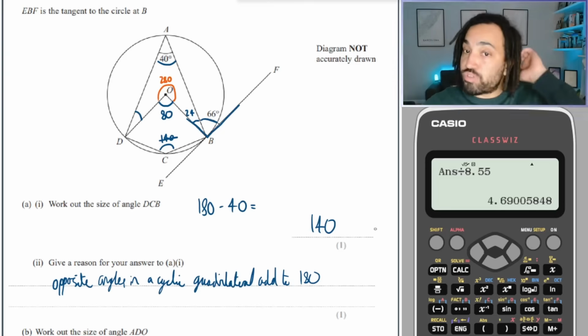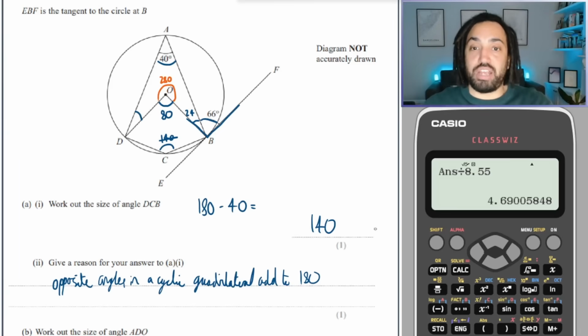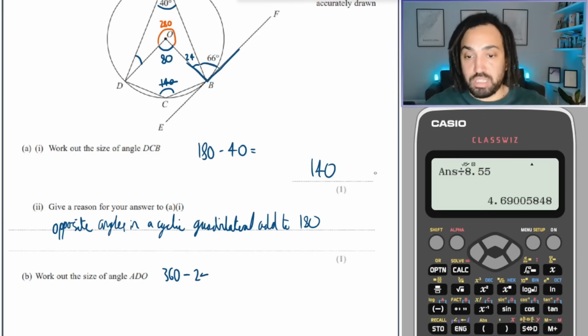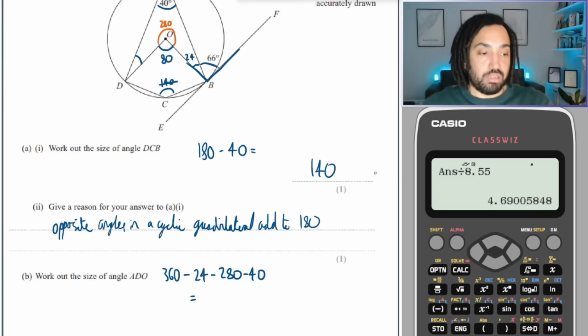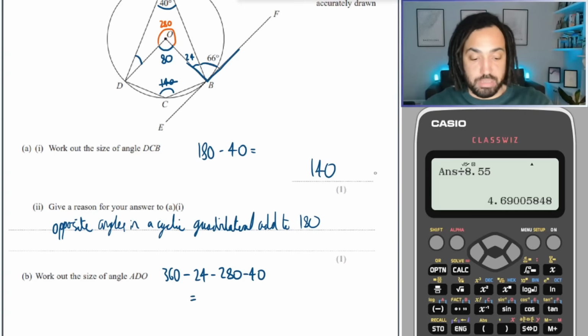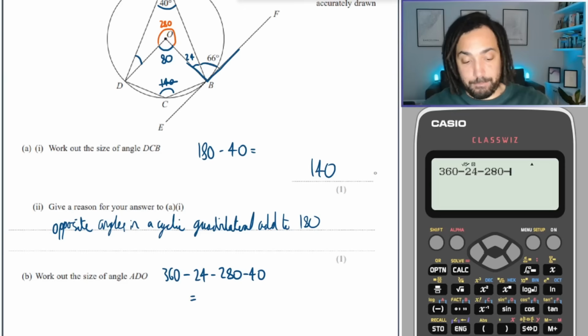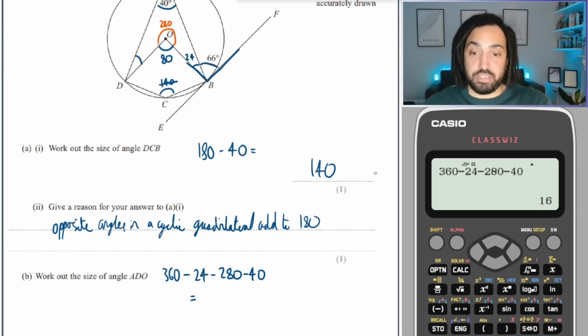So now we've got 3 of the angles inside this arrowhead, so we can work out the fourth angle, which is what we need. Okay, so it's 360, the angles inside the arrowhead, because it's a quadrilateral, minus 24, minus 280, and minus 40. Calculator, please. 16. Yay.